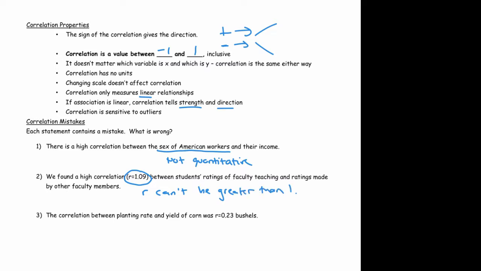So there's a problem. Number 3: the correlation between planting rate and yield of corn was 0.23 bushels. The issue here is that the correlation coefficient is unitless. So you wouldn't say it's 0.23 bushels, you just say it's 0.23.